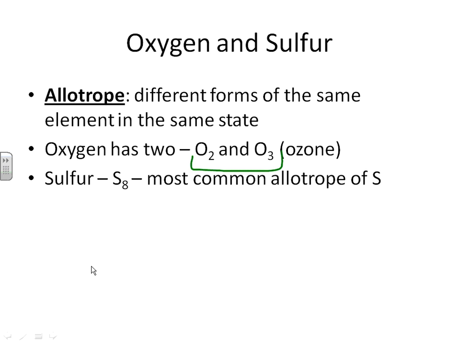S8 is the most common allotrope of sulfur. There's also S4. There's also, I think, an S30 or something like that. All the sulfur sort of coming together in a very strange way.